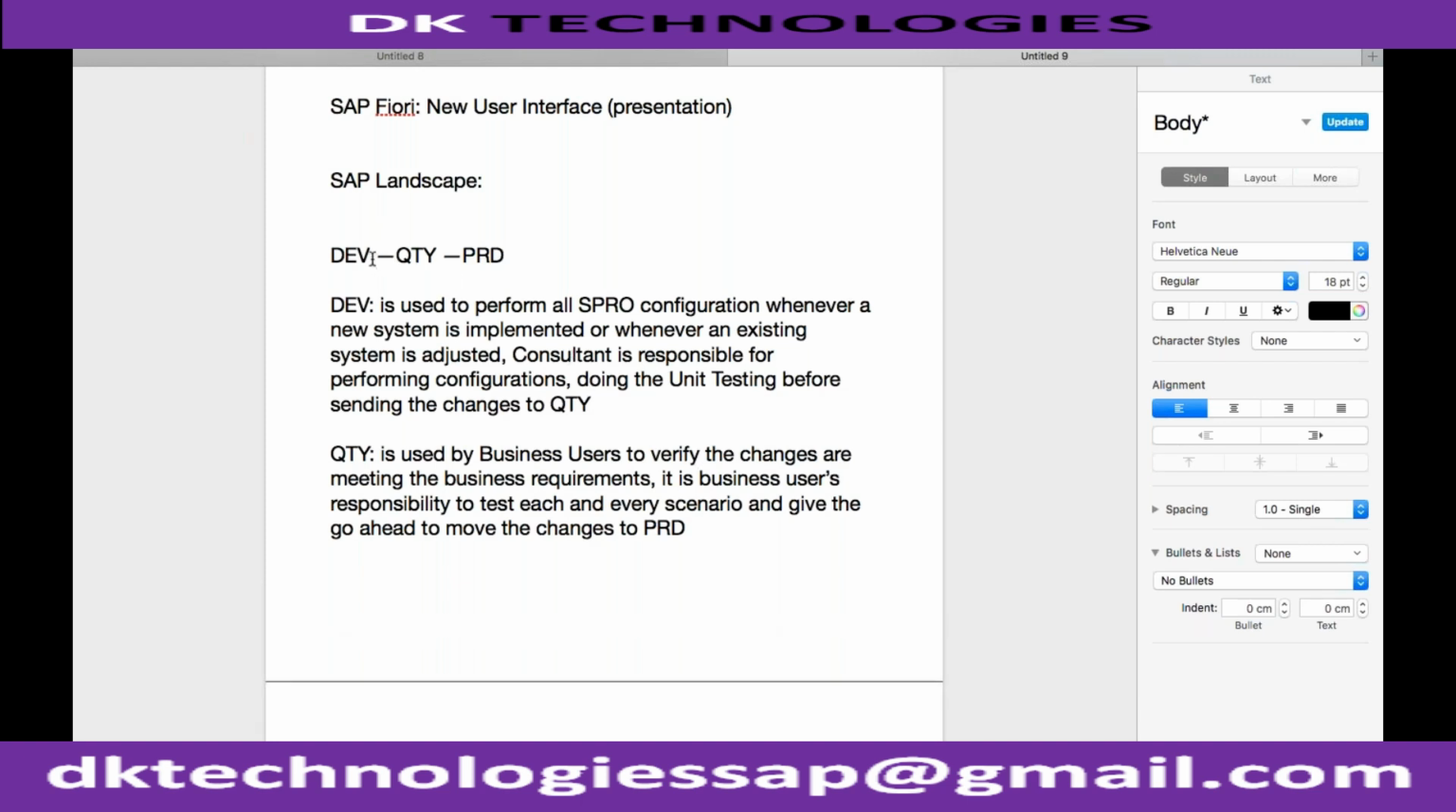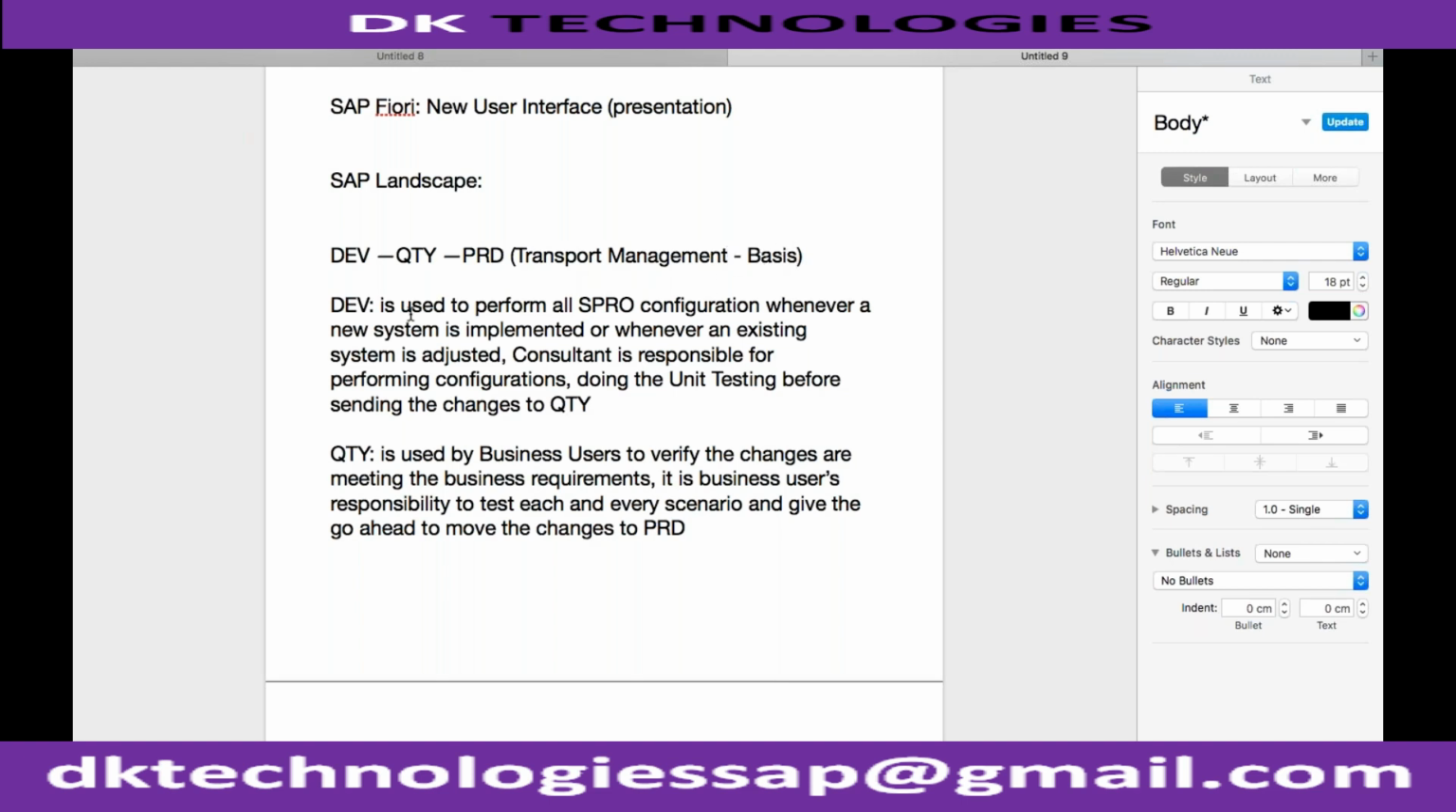Clear on this? So what is development? What is quality? What is production? How will the changes move from development to quality and quality to production? So there is something called transportation management. What do you mean by transport management? Moving the changes from development to quality and moving the changes from quality to production. This is part of basis activity.